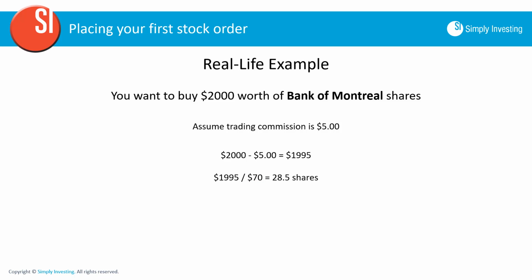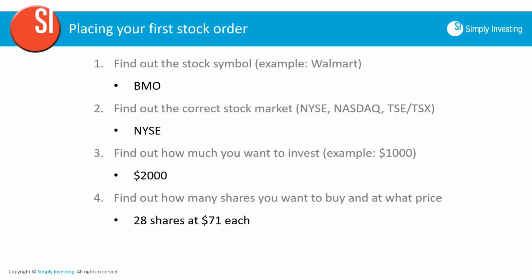So if I was to go ahead and put an order in, I would put an order in for 28 shares. Now, if we set the maximum price at $71, you can see that we end up with 28.1 shares. So again, at the end of the day, we're going to place an order for 28 shares of Bank of Montreal.